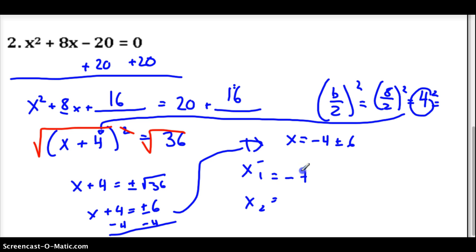So let's rewrite that. That's negative 4 plus 6. That's negative 4 minus 6. And let's see, we get 2 for this one and negative 10 here. So those are our two solutions.